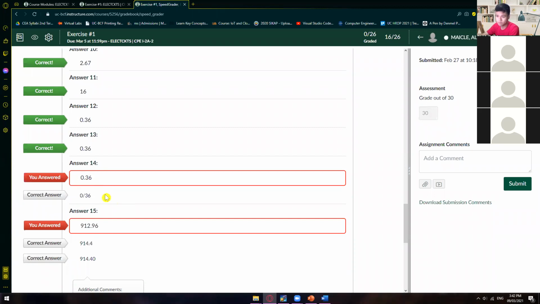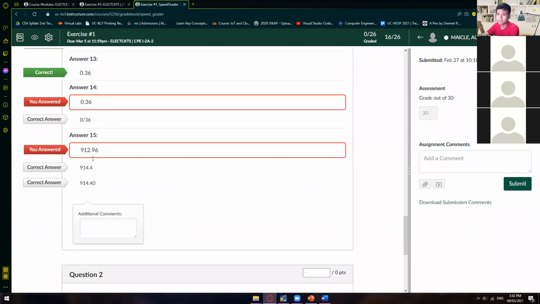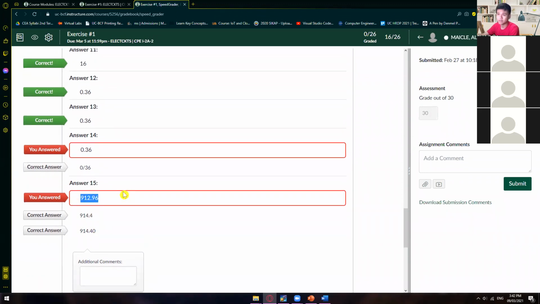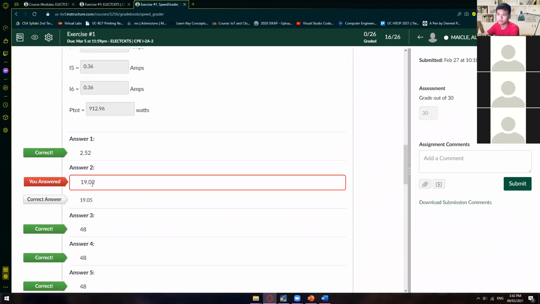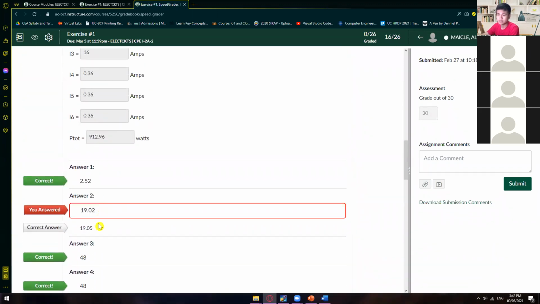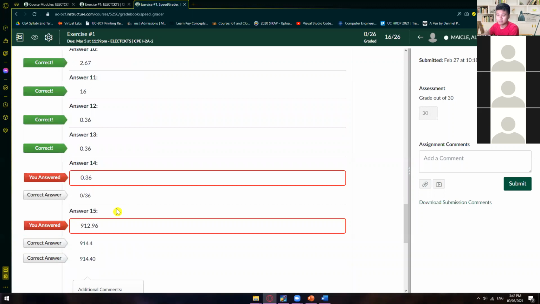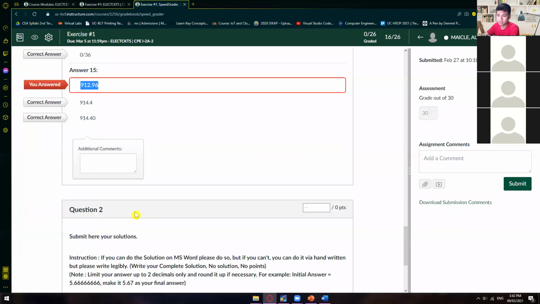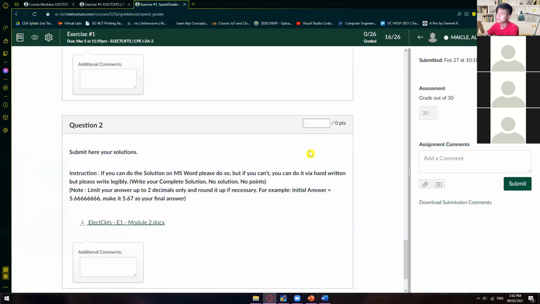So this is a typo error in my case. And then for the last one, the correct answer is 914.40 or 914.4. But his answer is 912.96. Well, that is because we've used two different values, in my case 19.05, and in this case 19.02. And both of them are correct. So I've just considered this one as correct also, since the answer is super, super close.